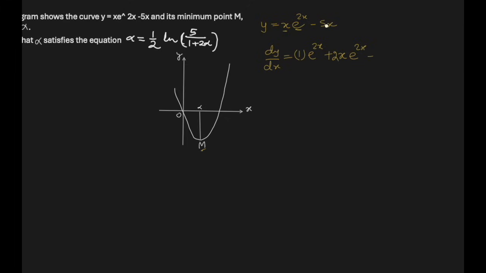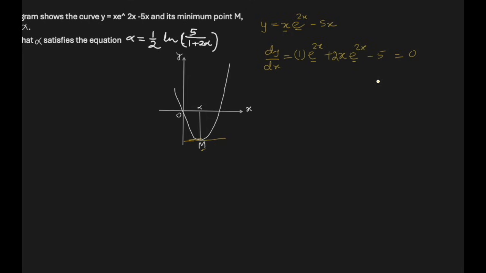Minus the differentiation of 5x will be just 5. And since they're saying that is the minimum point, at minimum point the gradient of tangent is 0. So this has to be equal to 0. Do we have something common here? Yes, we have this common, but not in 5.